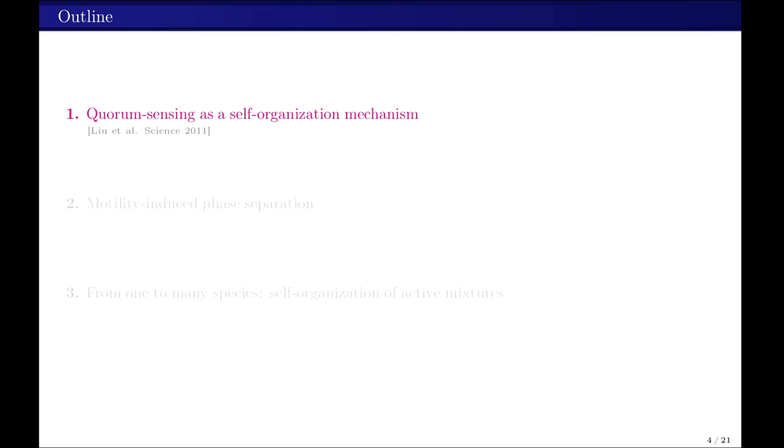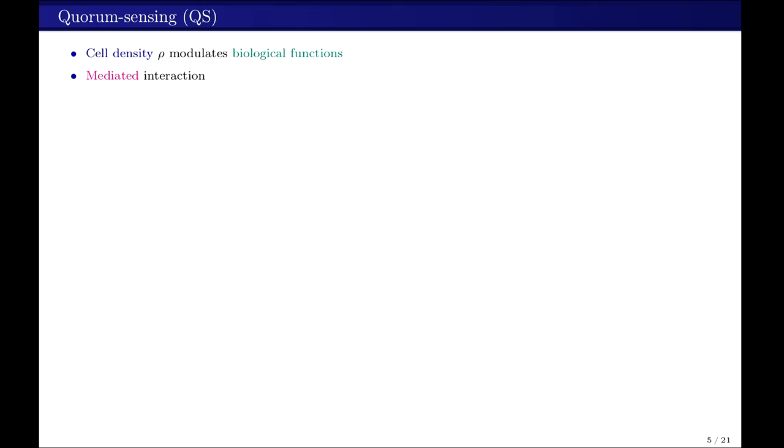So let me start with quorum sensing. By quorum sensing, we define a particular type of interaction by which the cell density modulates some biological function. This is a mediated interaction occurring in bacteria, meaning that each bacterium exchanges chemicals with the others, and these chemicals, in turn, can trigger these interactions. Let me give you some concrete examples.